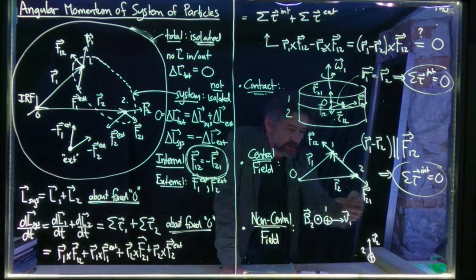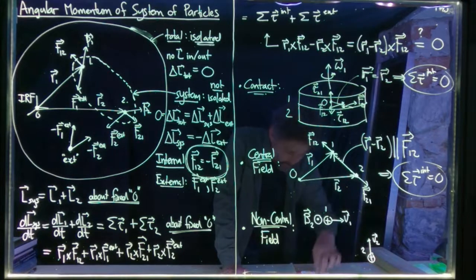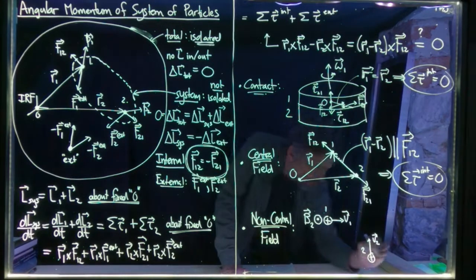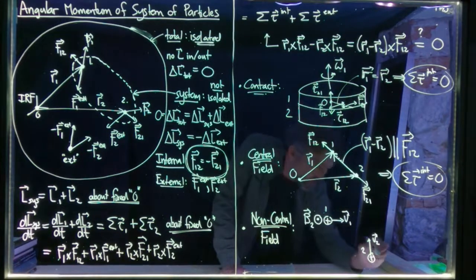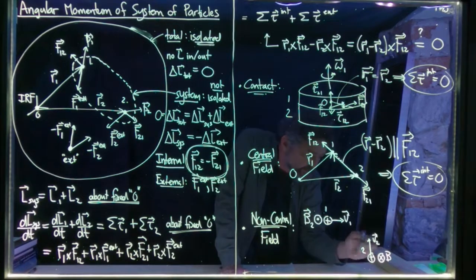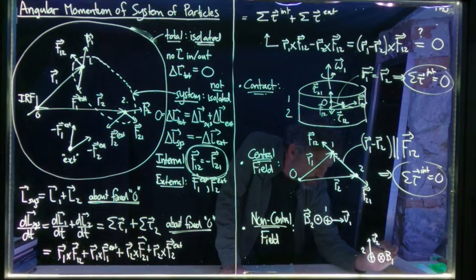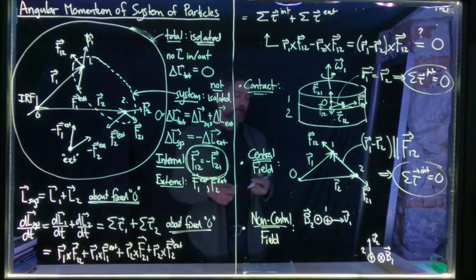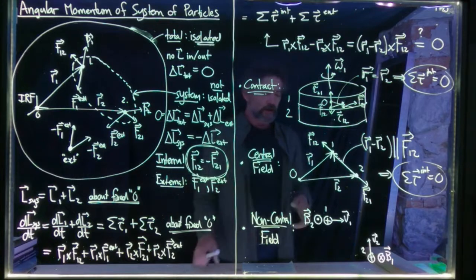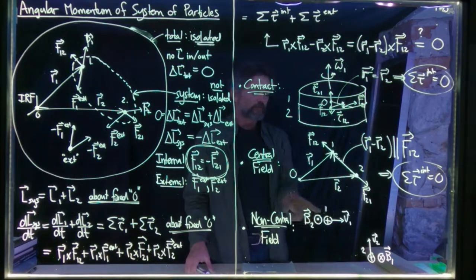Okay, and so that comes out here and goes into the board. So into the board over there. Okay, and so the magnetic field, to indicate a vector going into the board, you draw an X with a circle around it. And so this represents the magnetic field at the location of particle number 2 due to particle number 1.